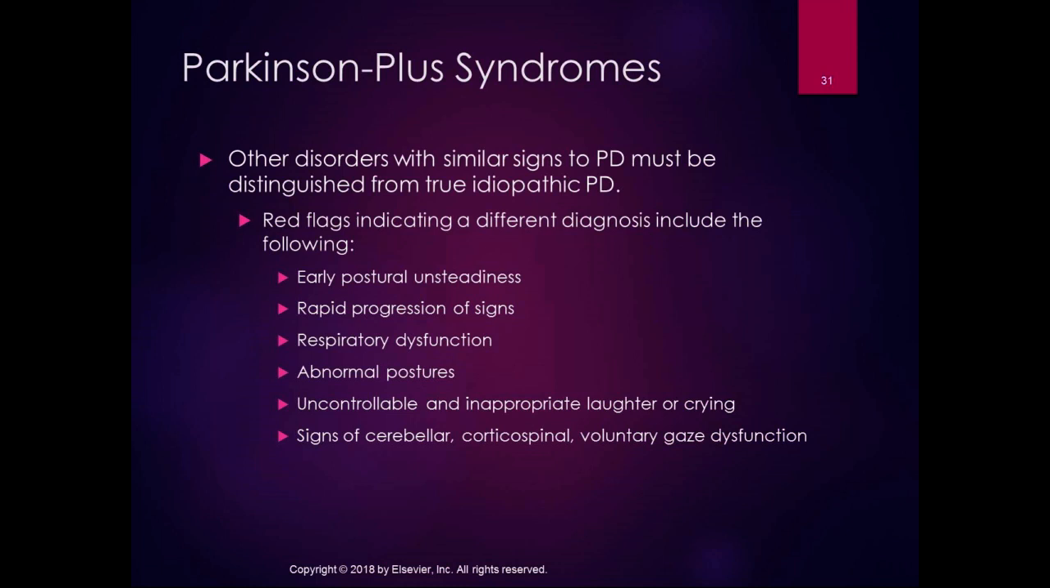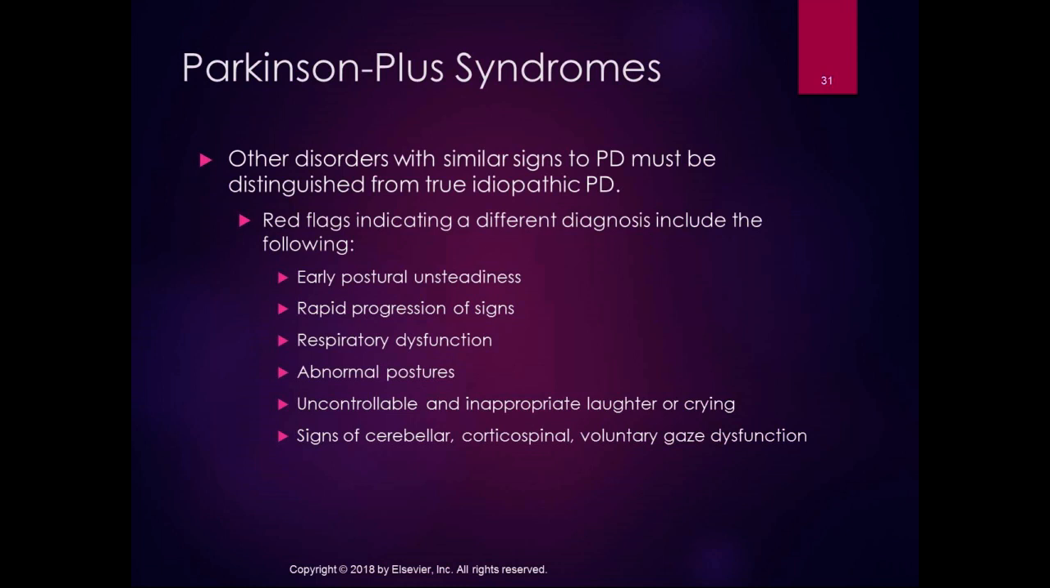So Parkinson's plus syndromes are other disorders with signs that mimic Parkinson's, but they have to be distinguished from true idiopathic Parkinson's. True idiopathic Parkinson's is the death of the dopaminergic cells. These Parkinson's plus syndromes are caused by other things. So we'll talk about a couple of them.